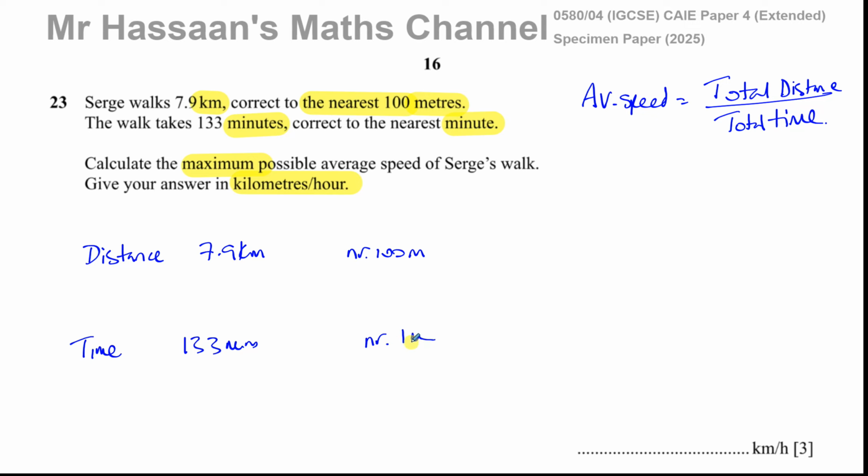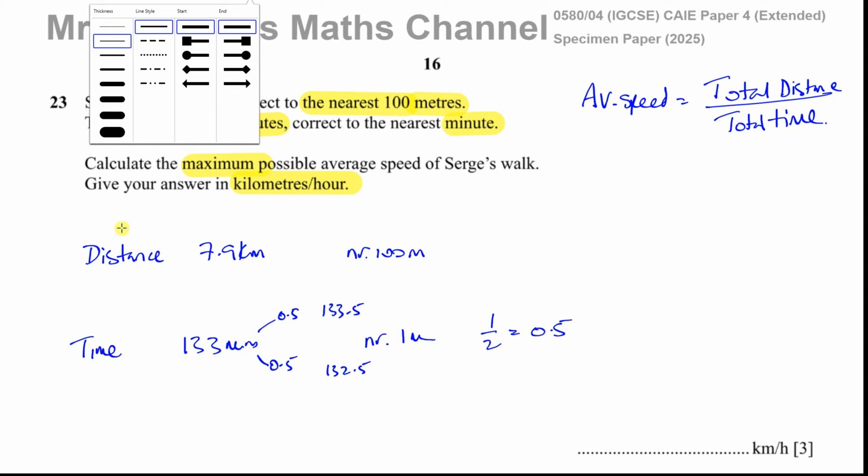When it says the nearest something, what we do is take that 1 and divide it by 2. That gives us 0.5. So we add 0.5 to this, and take away 0.5 from this, to give us the upper bound, which is 133.5, and the lower bound, which is 132.5.